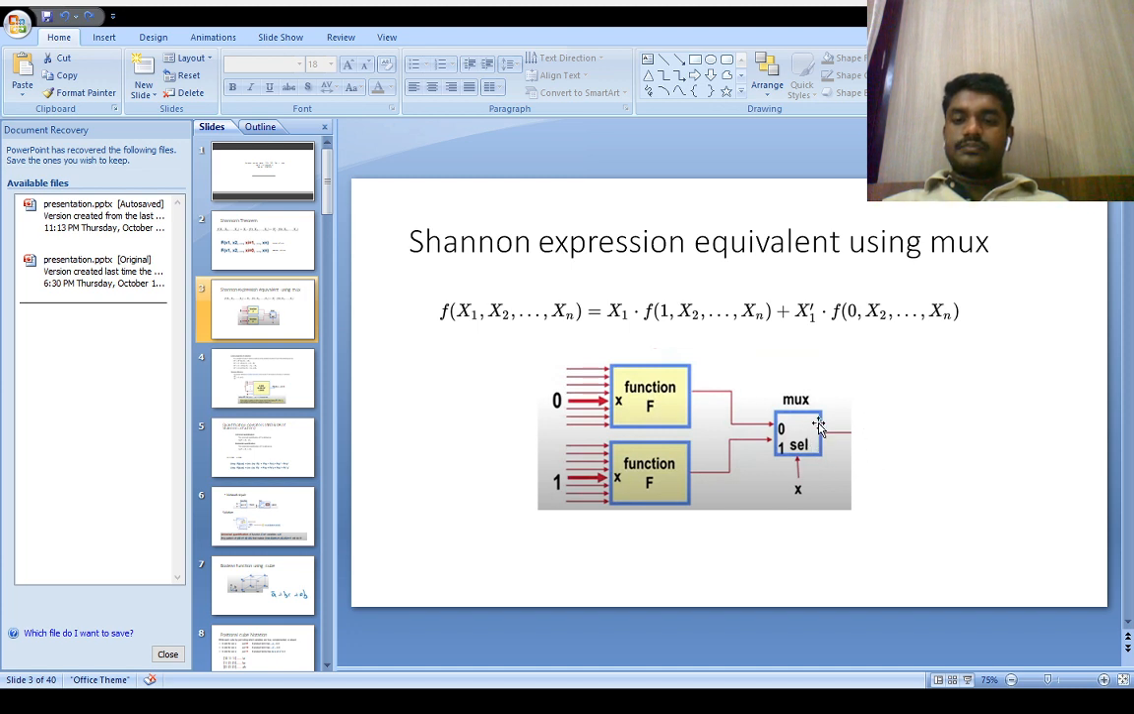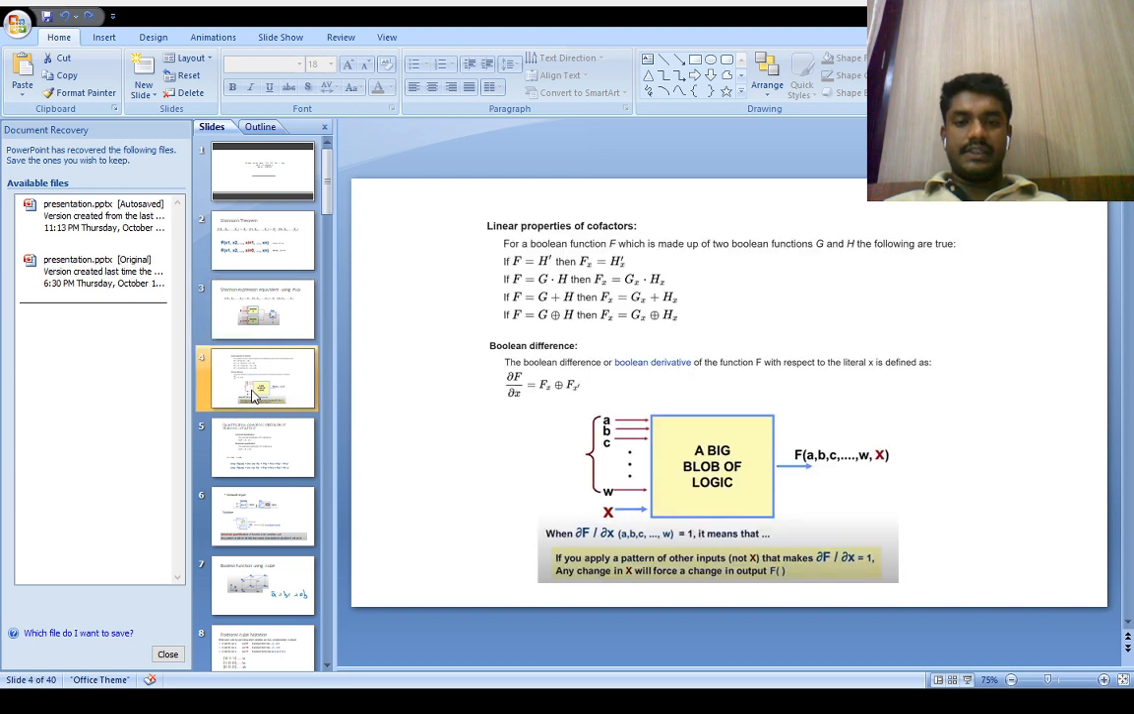As we know, the output of this mux is x bar into a plus x into b, if we take a and b as the inputs. Like this, in the mux we will be using the Shannon expression and simplifying it in a very easy manner.